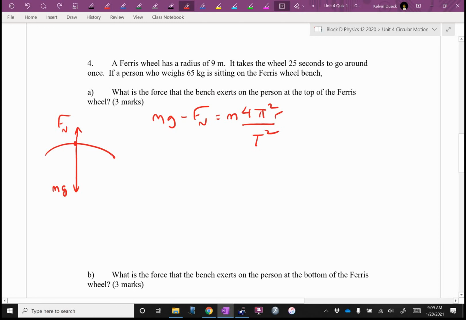mg minus m 4 pi squared r over t squared. And do you mind, Karn? I'll put the Fn right there. By the way, that's your normal. That's what all of you are feeling right now. So will this person feel heavier or lighter at the top? Why lighter? Because we're subtracting something from their normal. Yeah. And this is, you do feel lighter.